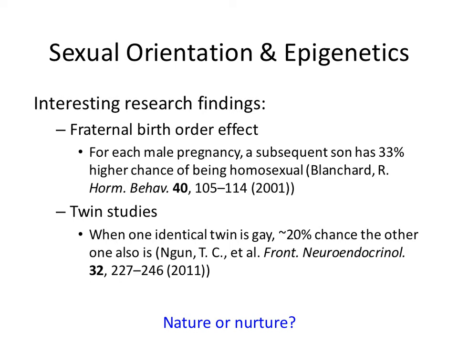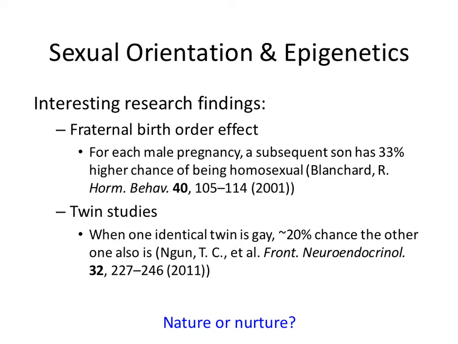Then, even better for geneticists, not only are we studying siblings, which are somewhat genetically similar, brother, brother, brother, brother, all fertilized by different sperm and different eggs, so that's kind of a controlled genetic study, but then you get to twin studies, identical twin studies. If you take two individuals that are genetically identical, are they always homosexual? If one twin is gay, is the other twin gay? What does it say?